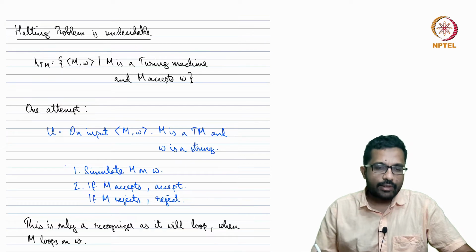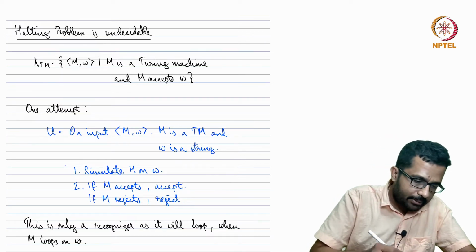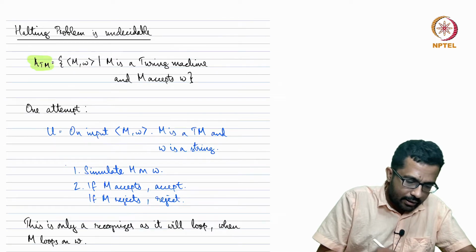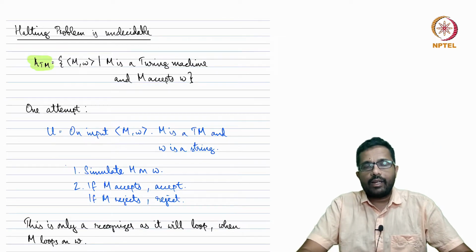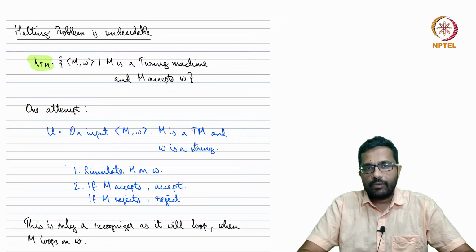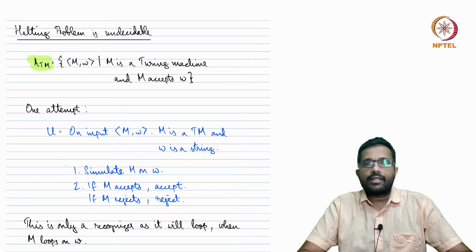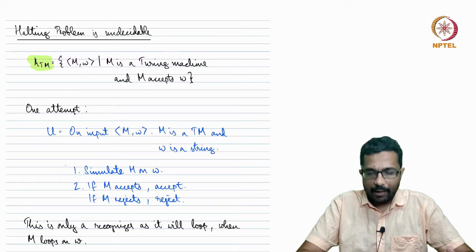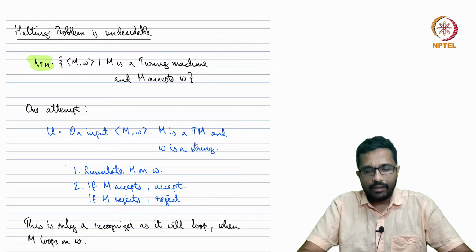So, the first language that we will see which is undecidable is ATM. It is the acceptance problem of a Turing machine. Given a Turing machine M and a string W, the question is, does M accept W or not? It seems like a very simple, straightforward question, but this happens to be an undecidable problem.